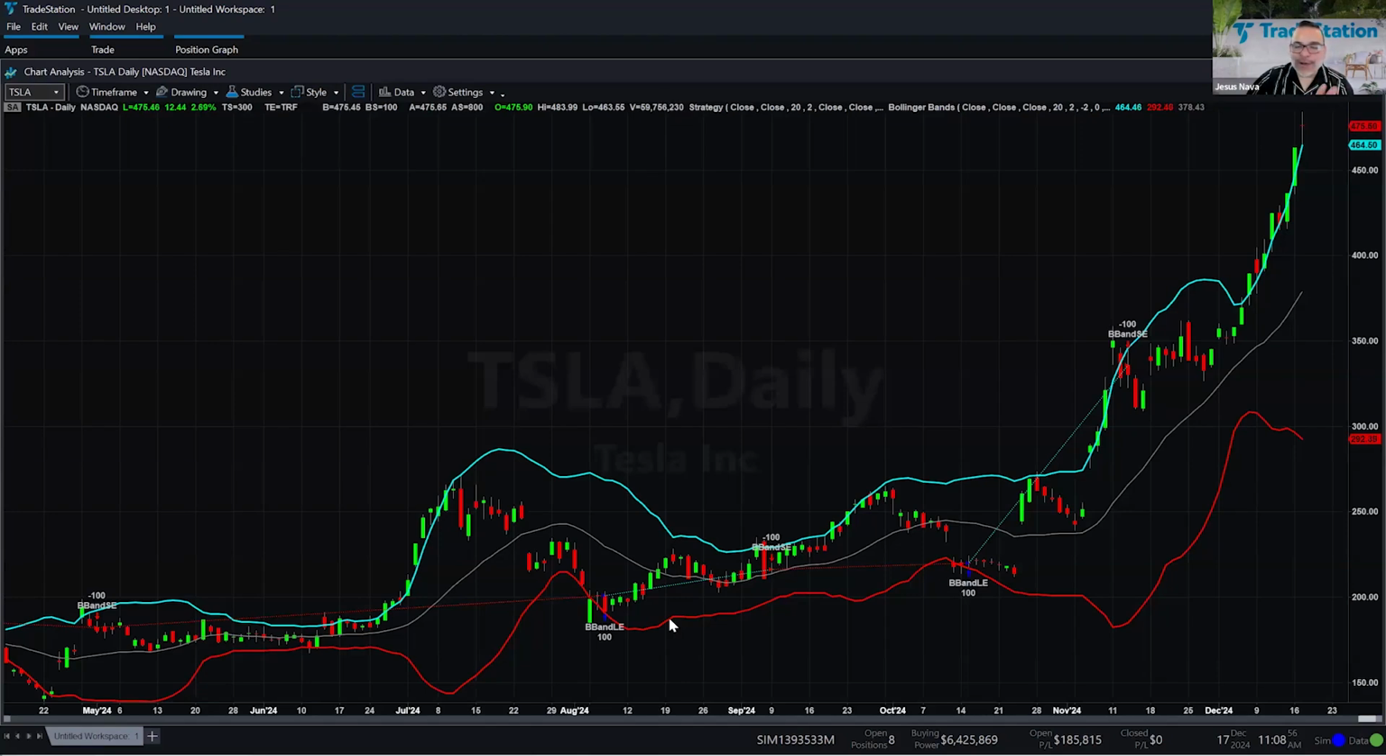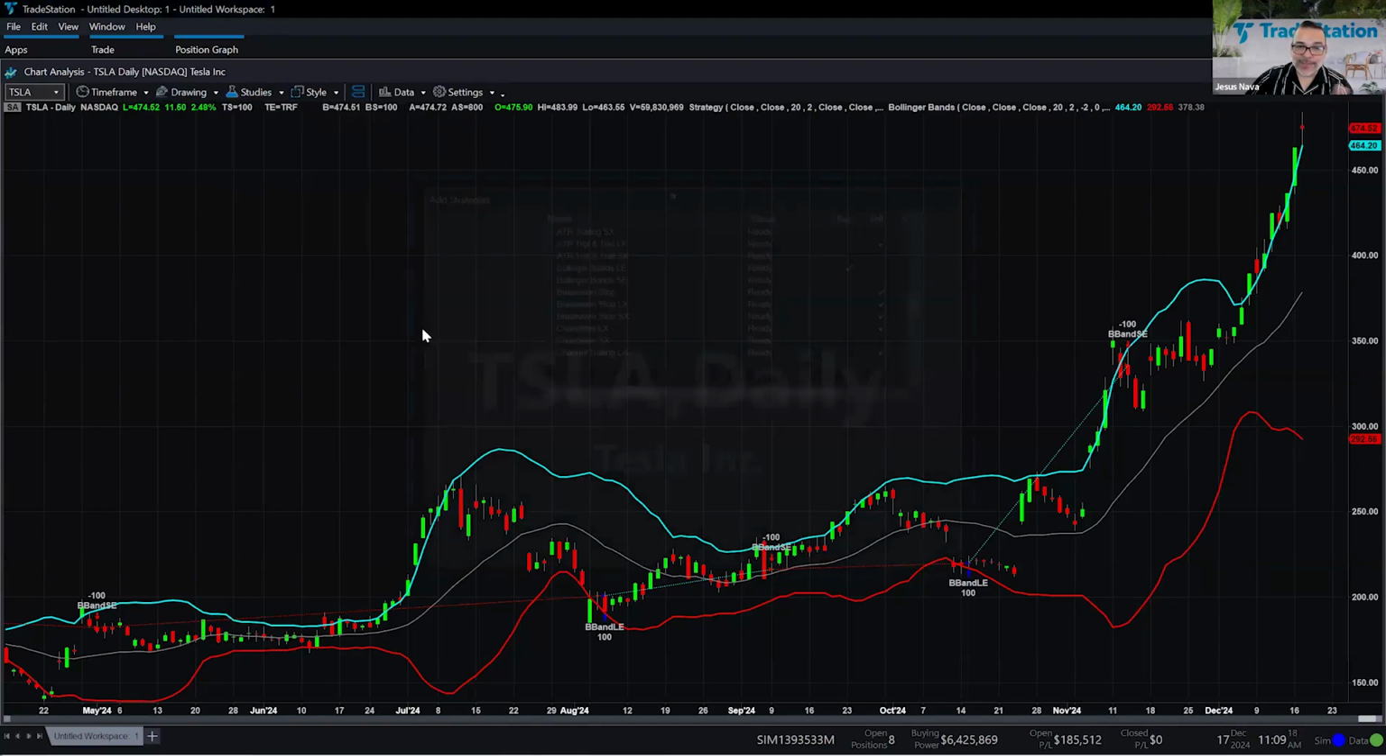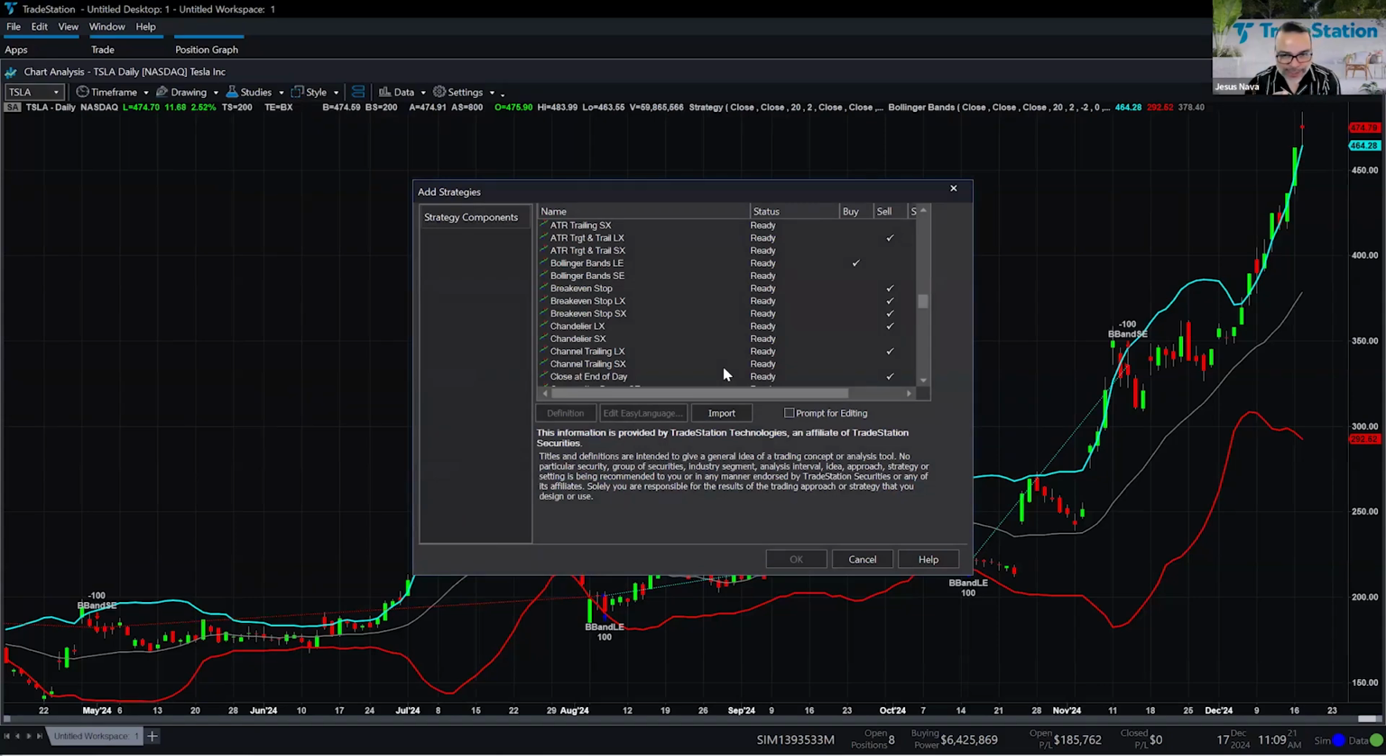The strategy does that automatically. It finds every single instance where the Bollinger would have generated a trade. I didn't insert it this time. What I did is I inserted the indicator, which drew the lines, but the strategy was already there. But if you wanted to use the strategy, you go to the Studies menu and you click on Add Strategy. You're going to find that we have strategy components that you can mix together and create a strategy of your own. Yeah, TradeStation doesn't provide any complete strategies because we're not a recommending broker.